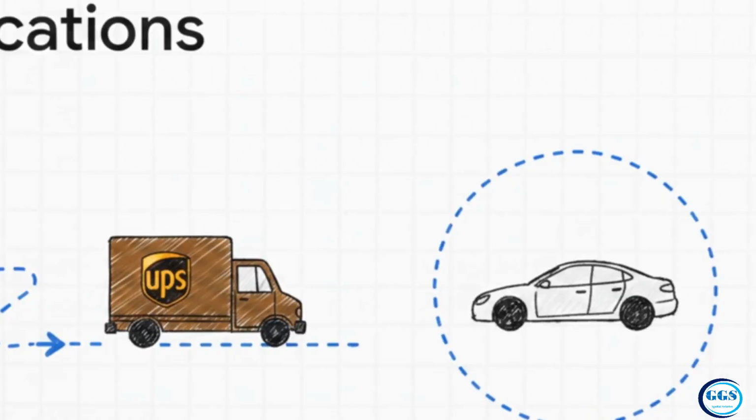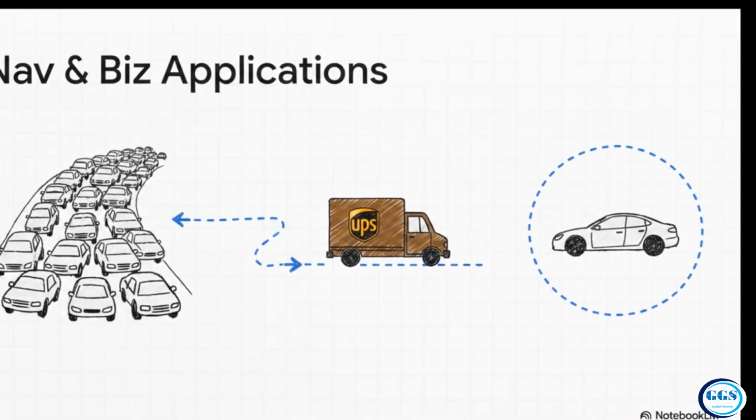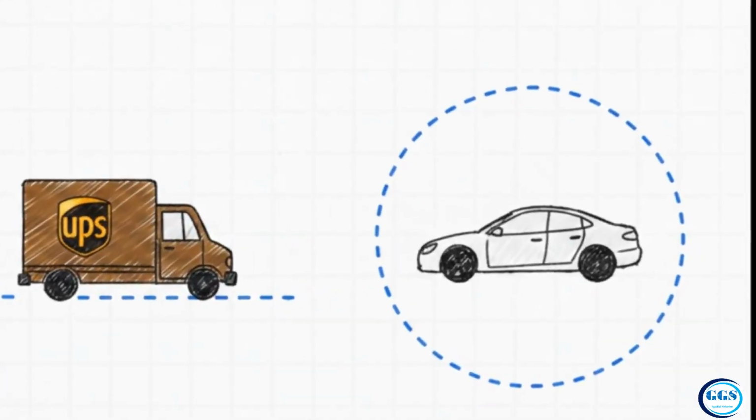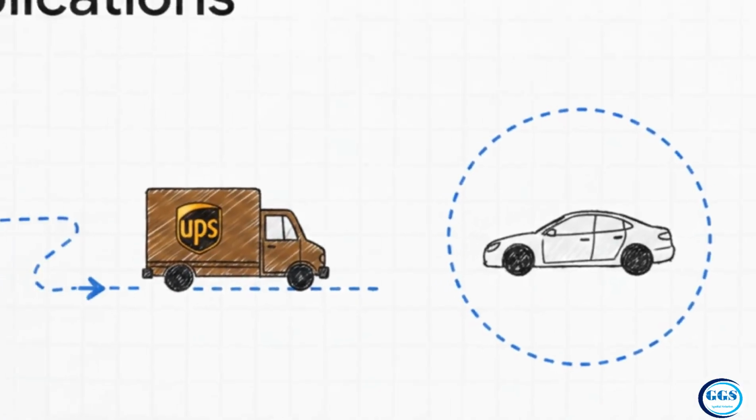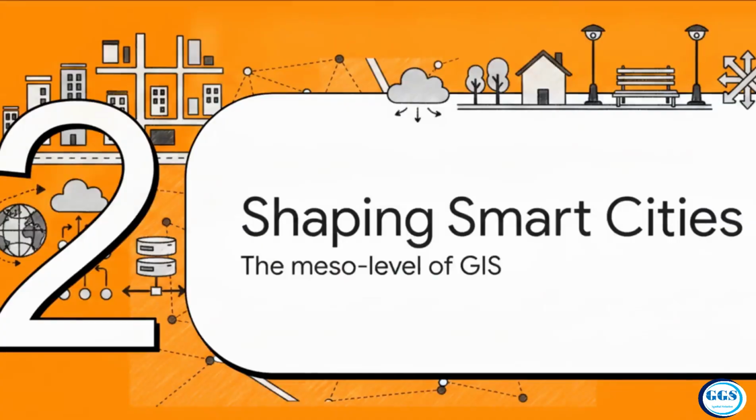On the business side of things, UPS uses near real-time fleet tracking to study safety and map shorter routes, which saves them massive amounts of time, tire tread, and fuel. Rental car companies even use something called geofencing, which is creating a virtual geographic boundary to secure stolen vehicles or stop cross-border travel. Moving on to Section 2, Shaping Smart Cities.